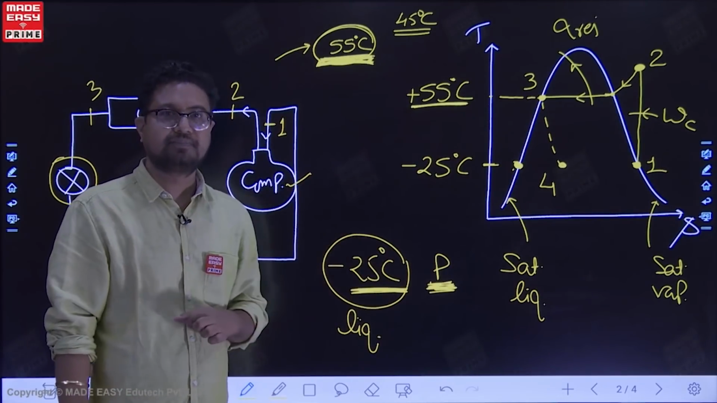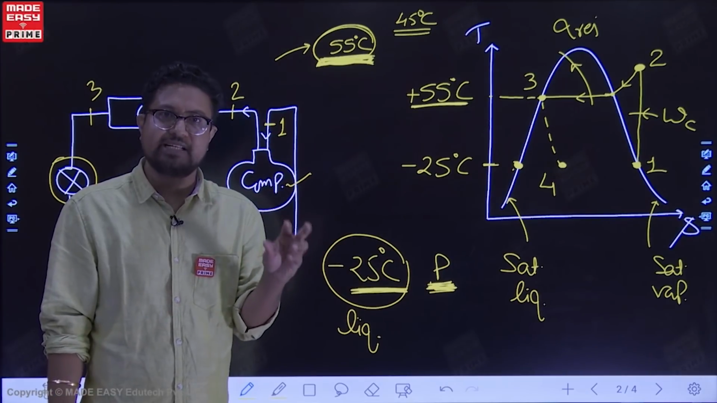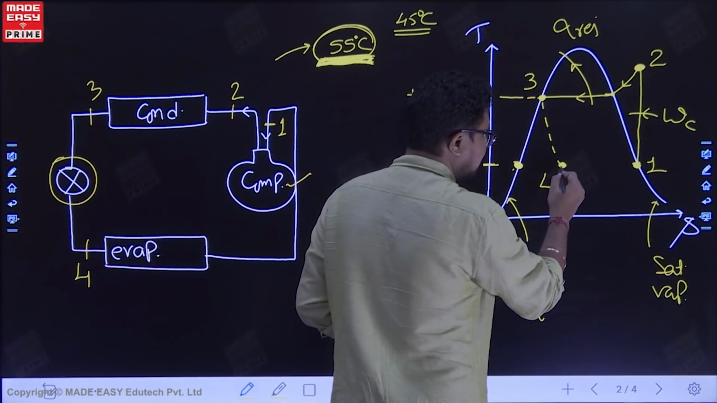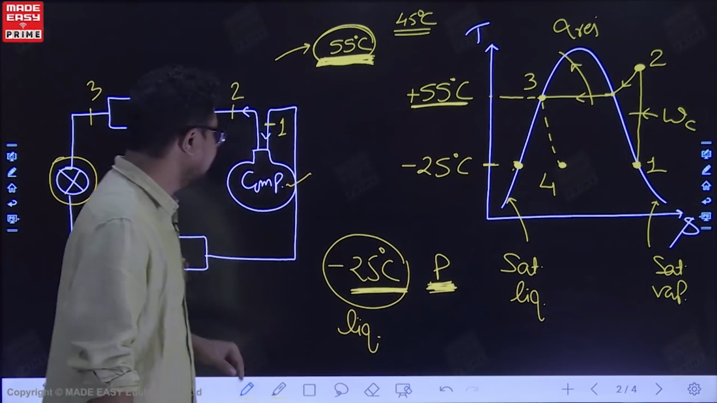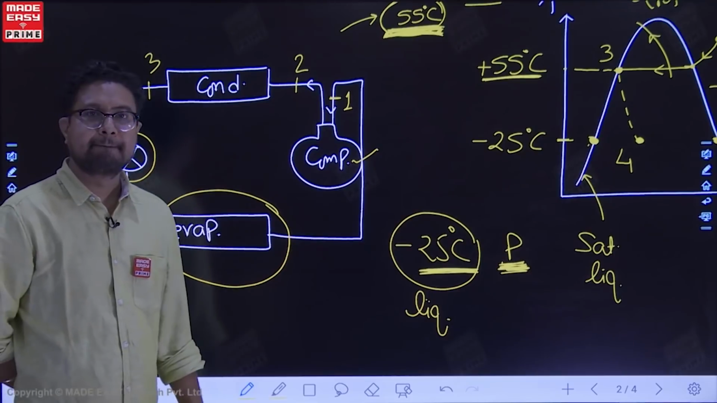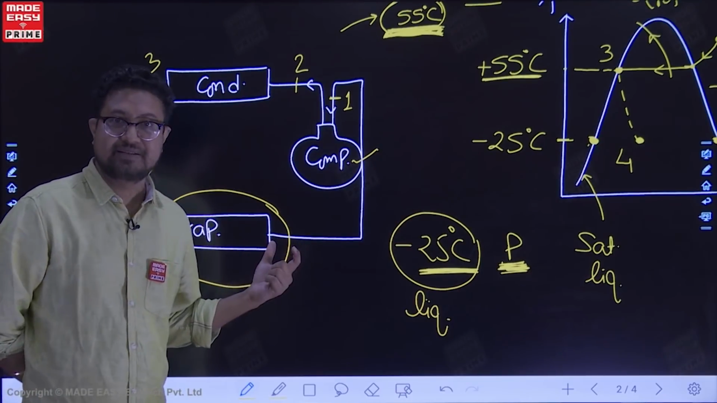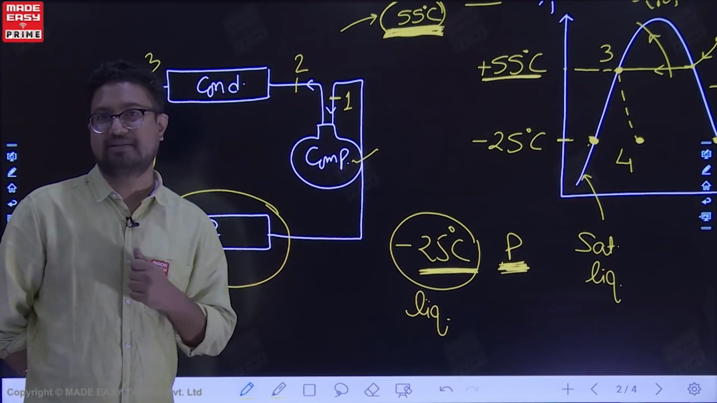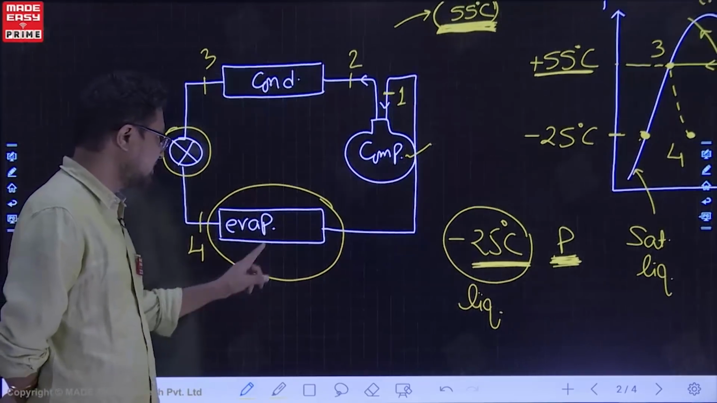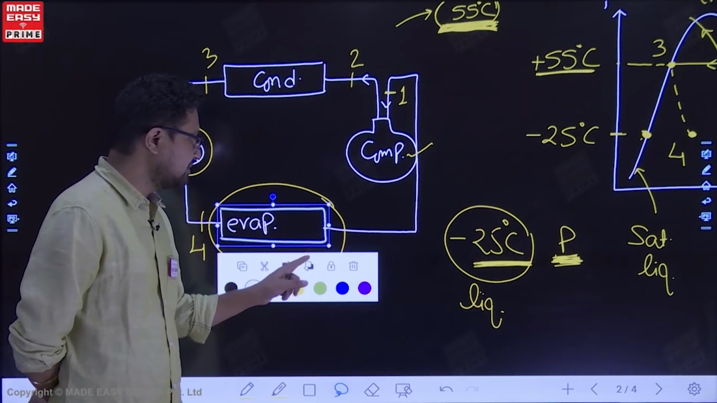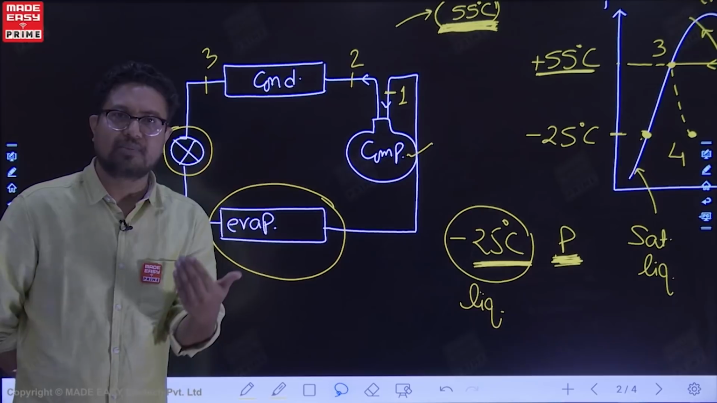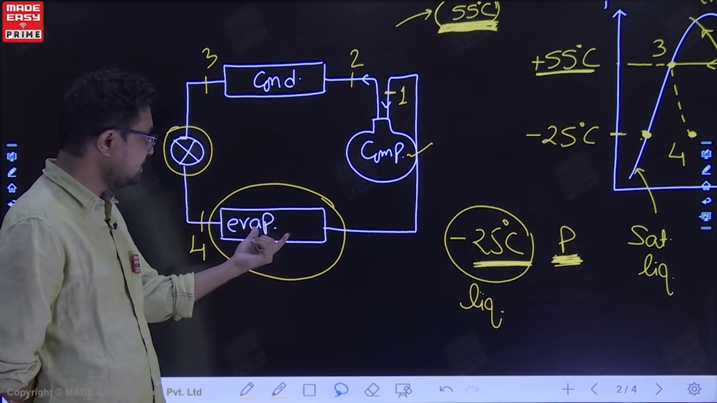So, we have at point 4 a mixture of saturated liquid and saturated vapor. Now, this mixture is sent in the evaporator. This mixture is sent to a place from where you want to absorb heat. If you want to absorb heat from the freezer section of the refrigerator, this is the part which is the freezer section.